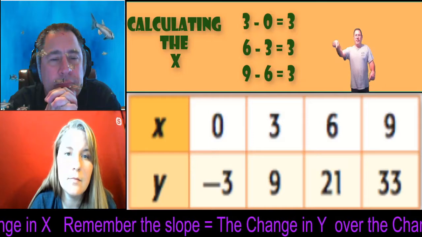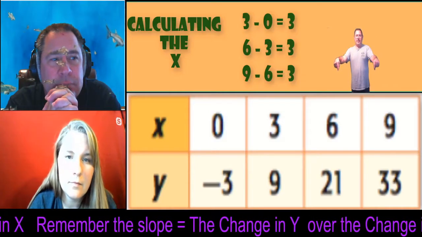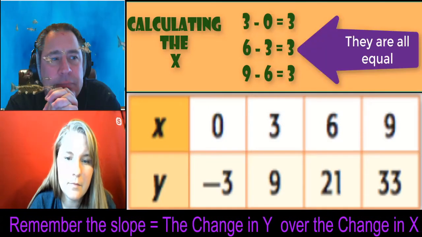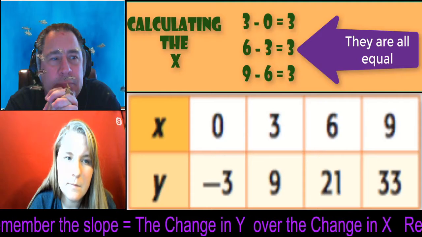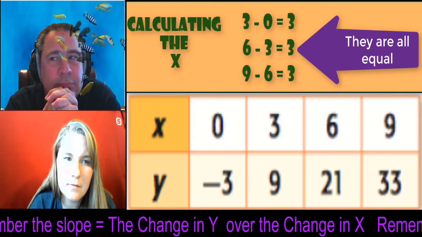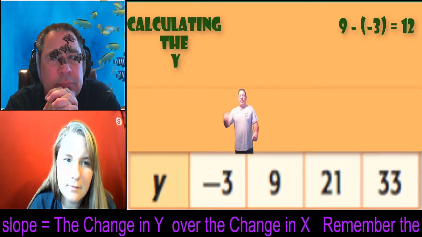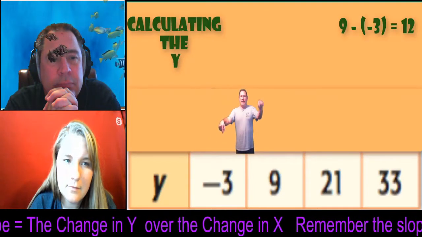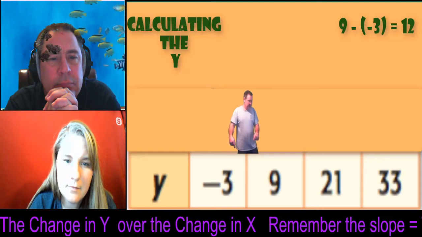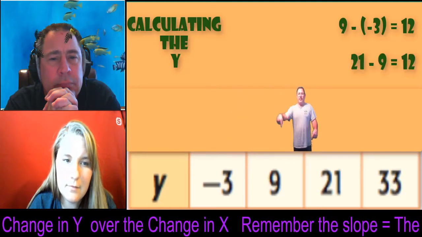And 9 minus 6 is 3. So once again, when we look at these, they are all equal. That's a good sign. We're at a good start for this being linear. Now let's look at the y. We have 9 minus negative 3. So two negatives make a positive, which makes it 12.